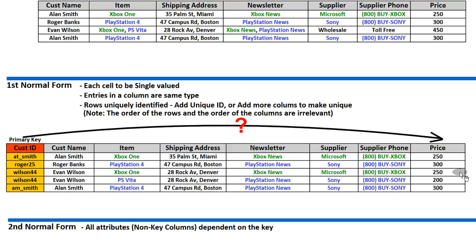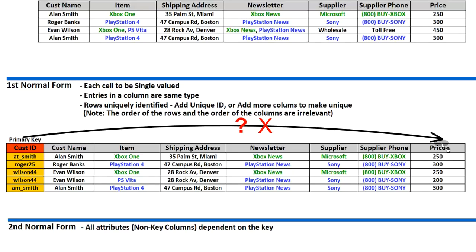Well, let's see. How about the price? Does the customer ID determine the price? In other words, does the price depend on who buys it? And the answer is no. It doesn't matter who buys an Xbox One, the price will be the same. When Alan Smith or Evan Wilson buy it, the price will be the same. So the key in the table doesn't determine this.